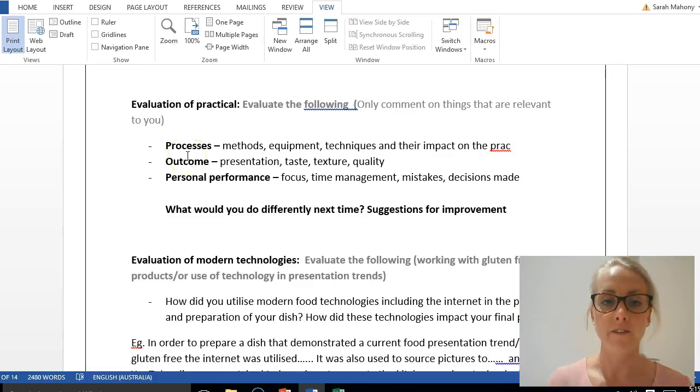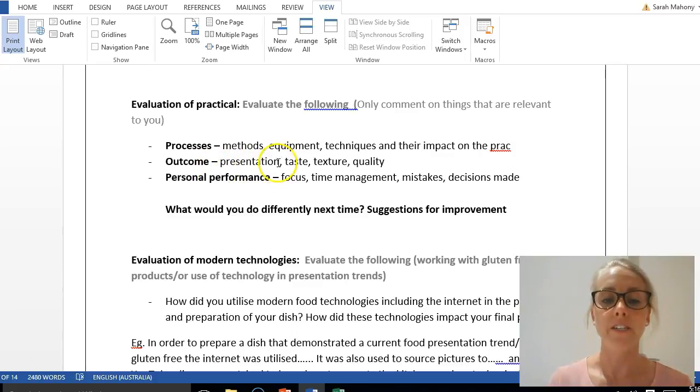So some ideas of things to talk about are processes. So this is during the making. So any key methods of cookery you needed to use and their impact on the outcome. Any key items of equipment, techniques, and like I said, their impact on the prac.